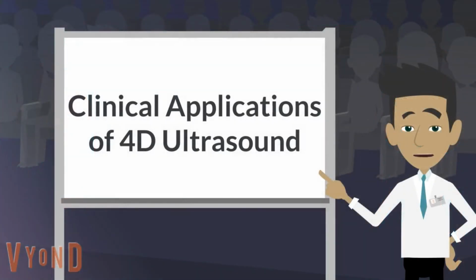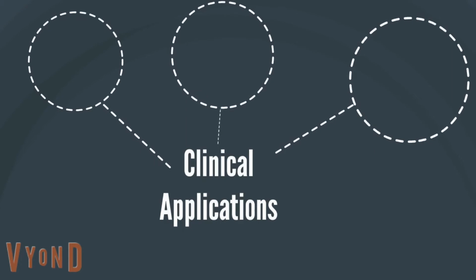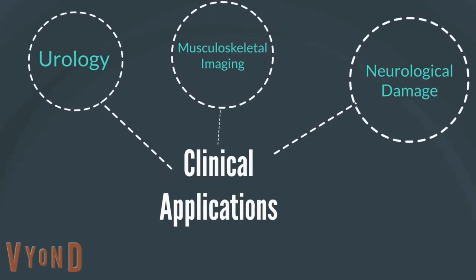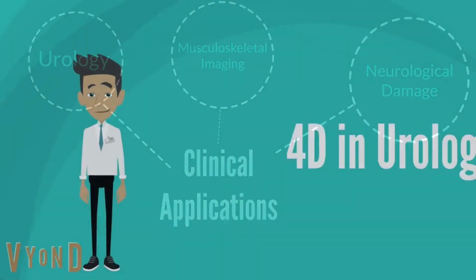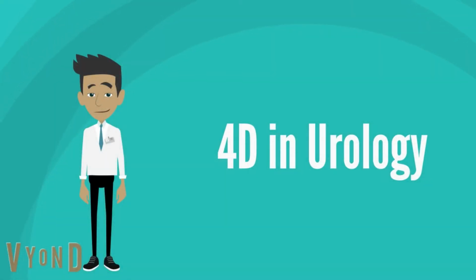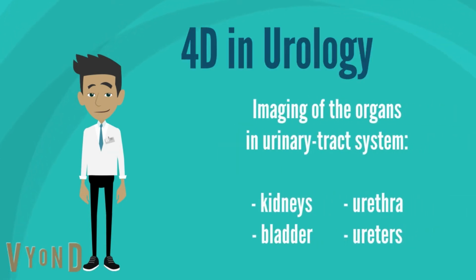Let us now talk about the clinical applications of 4D ultrasound. 4D ultrasound is used in a wide variety of diagnostic purposes and clinical applications such as urology, musculoskeletal imaging, and neurological damage. In relation to urology, 4D ultrasound is a highly efficient means of conducting accurate imaging of urological structures, which are the organs of the urinary tract systems of both males and females.